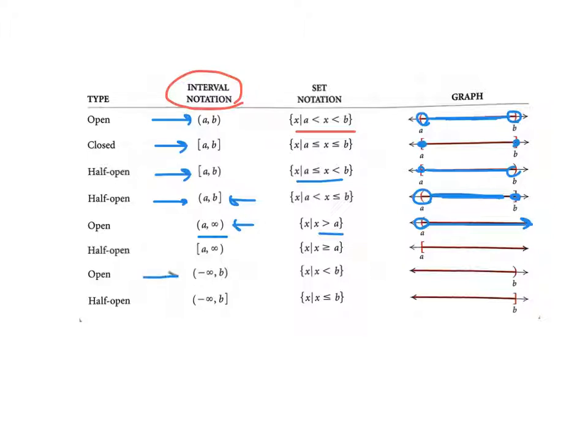Same thing with this one. Open going to the left. Empty circle, goes to the left. I skipped one. Half open. This should actually say half closed because it does include. That's a mistake in the book.